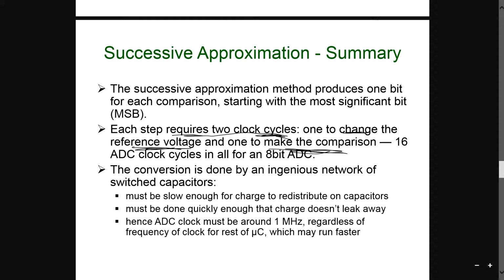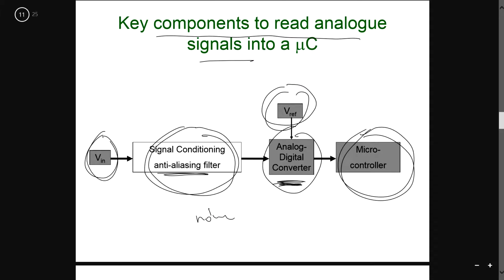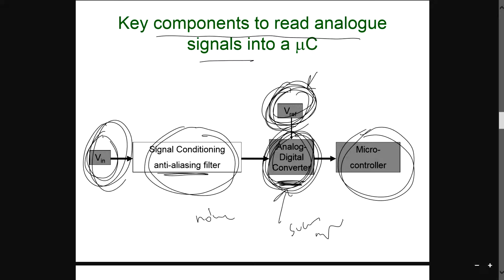So over here you require two clock cycles. One of the clocks is to change the reference voltage, one is to make the comparison. If you were to head back all the way, this one over here is your reference signal. So your ADC over here is doing the job. The ADC uses successive approximation, comparing your V in to your V reference.